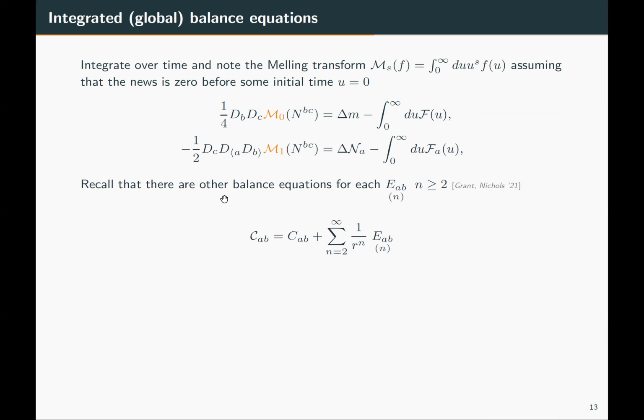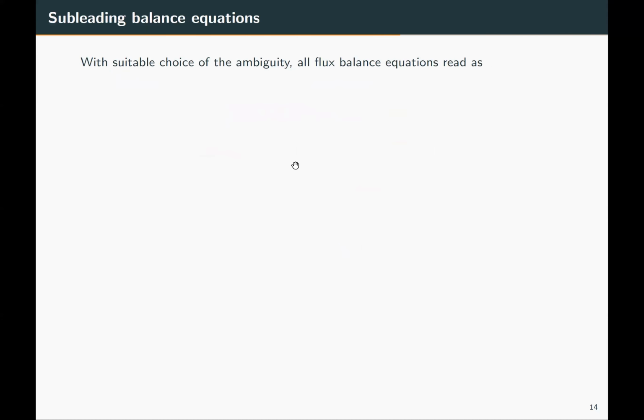recall that there are other balance equations for each E_AB^n that I defined before as the expansion of this calligraphic C_AB in the spherical part of the metric. These equations were worked out in this paper of Grant and Nichols. And one may wonder if those equations provide or constrain the higher modes in the Mellin transform of the news. And this is what I want to address now.